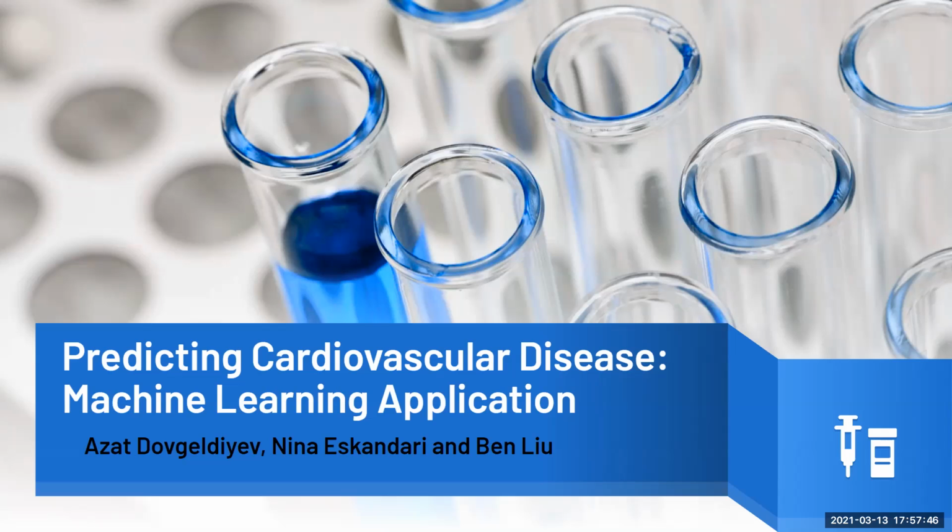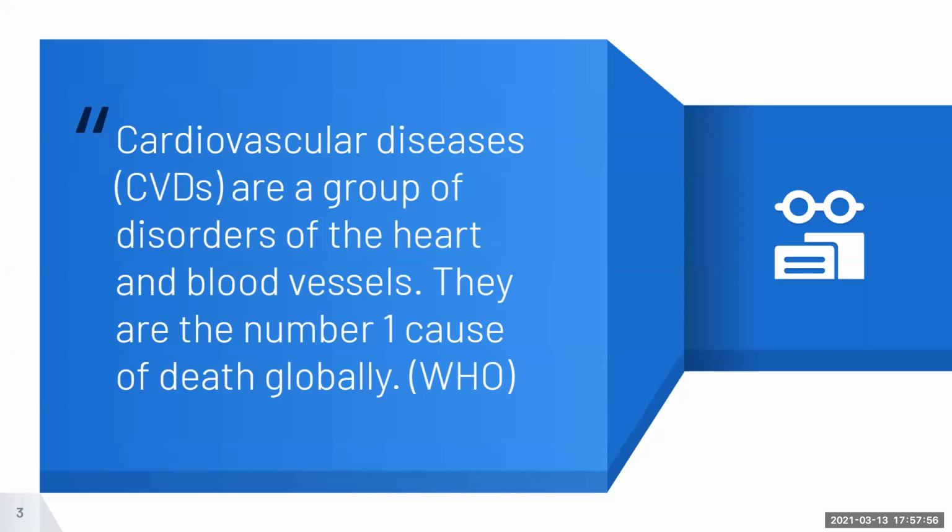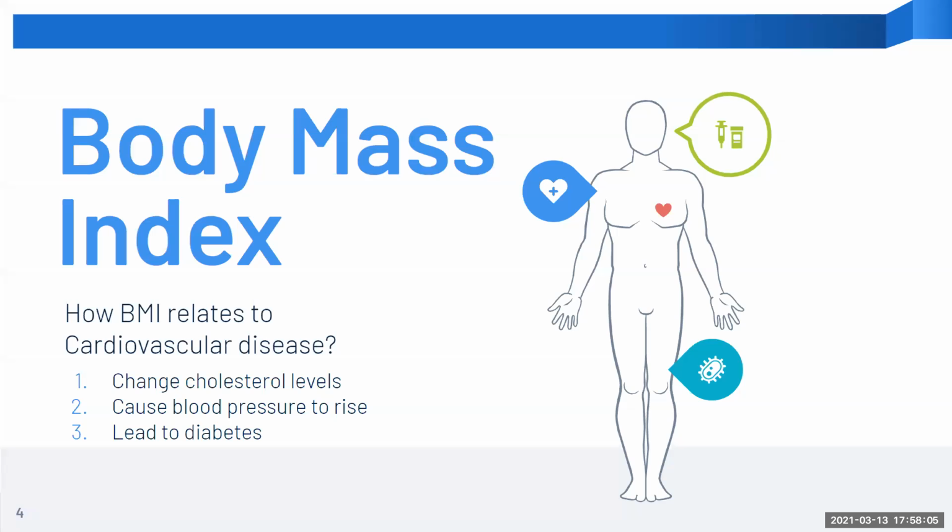Our presentation is on predicting cardiovascular disease using the applications of machine learning. So what is cardiovascular disease? Cardiovascular diseases are a group of disorders of the heart and blood vessels. They are the number one cause of death globally. We are also going to be looking at body mass index and how it relates to cardiovascular disease. It is known to change cholesterol levels, cause blood pressure to rise, and lead to diabetes.